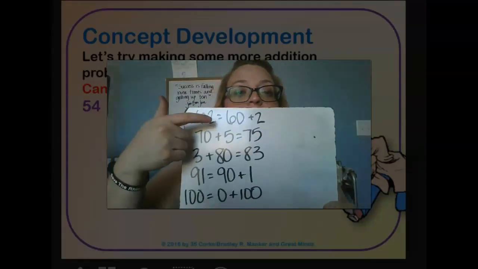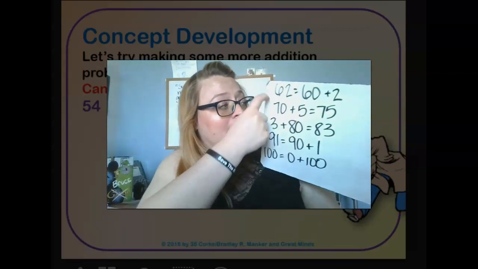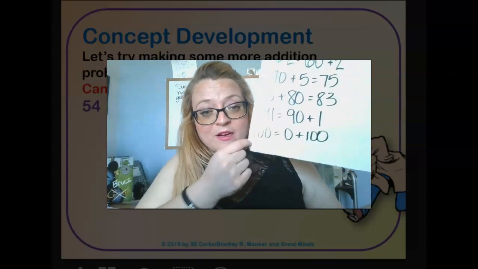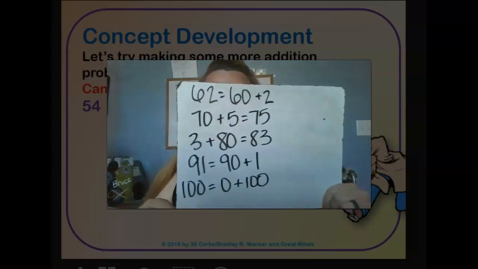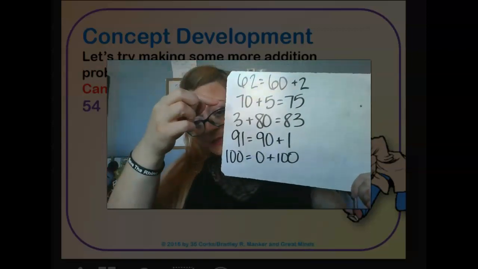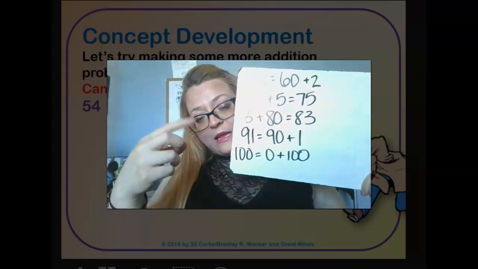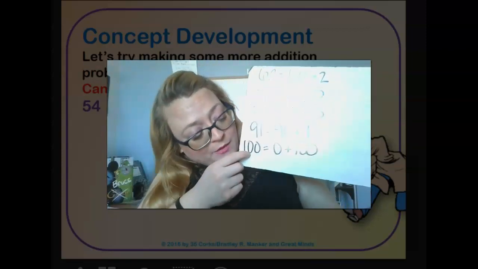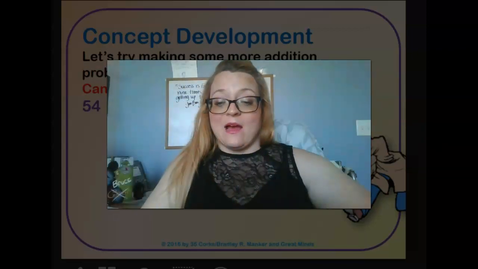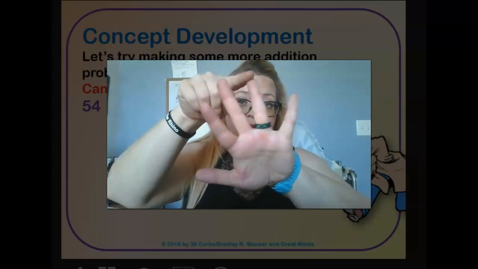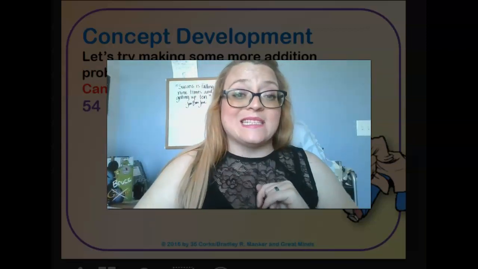All right, so I have just given you 1 for each of those numbers. I just showed you that there were 4. I have 5 problems here. If I wrote all 4, there would be 20 and it would be really hard to read, so I'm not going to do that. But you can see I have 60 plus 2, 70 plus 5, 3 plus 80, 90 plus 1, 0 plus 100, right? Because 100 is 10 tens, and if we count 10 tens on our fingers, 10, 20, 30, 40, 50, 60, 70, 80, 90, 100. 10 tens is 100.